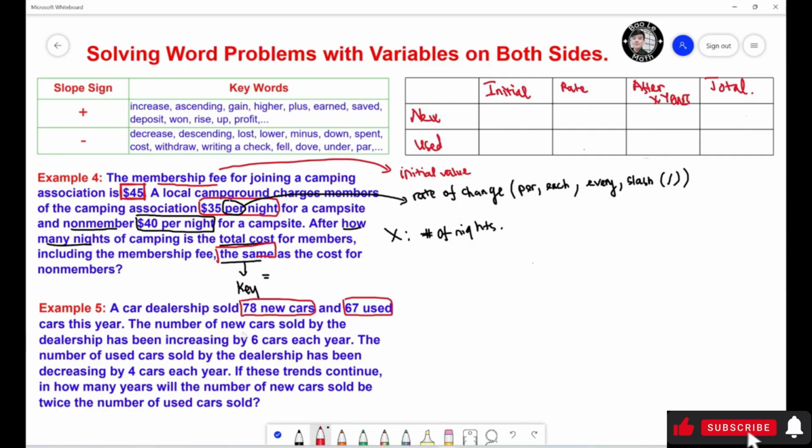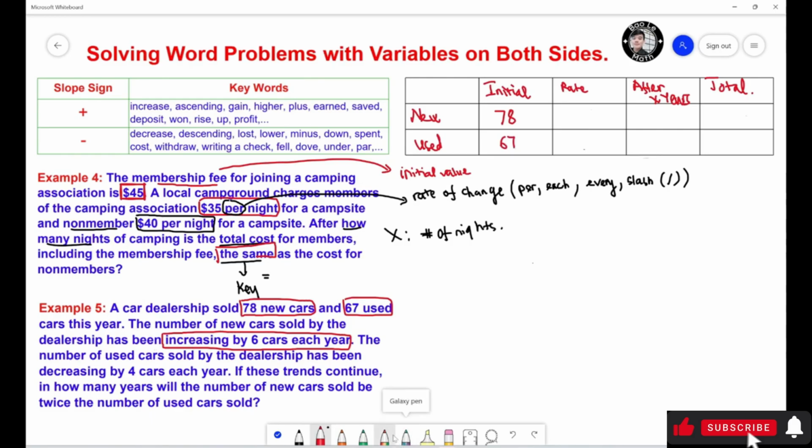This year, the number of new cars sold by the dealership has been increasing by 6 cars each year. So when you read this one, you immediately know that 78 new cars right here is the initial value, so I'm going to put initial right here. So 78. Same thing, used cars should be 67 right here.